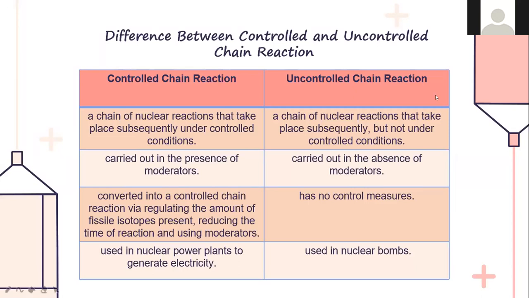For the control measures, a nuclear chain reaction is converted into a controlled chain reaction by regulating the amount of fissile isotopes present, reducing the time of reaction and using moderators, while an uncontrolled chain reaction has no control measures. So that's why we call it an uncontrolled chain reaction. For the application, controlled chain reactions are used in nuclear power plants to generate electricity, while uncontrolled chain reactions are used in nuclear bombs.